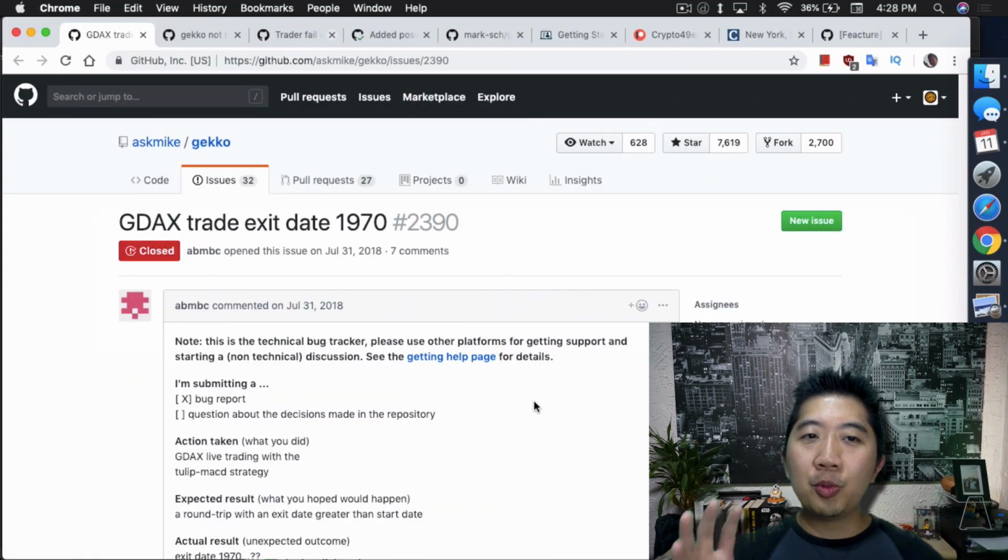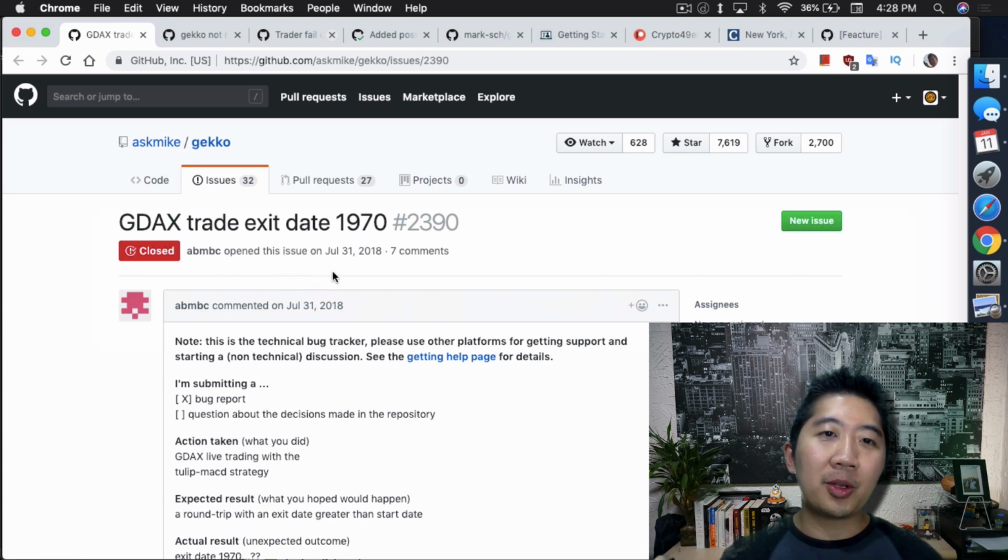Gekko has this issue specifically with Coinbase Pro, and it has been happening since at least as early as July 31st. It's probably even earlier than that. This issue still exists on the latest version of Gekko. And as you can see here, it says Gekko trade exit date 1970. So you get a weird date when Gekko makes some trades for you, like a December 31st, 1969 or a January 1st, 1970 date.